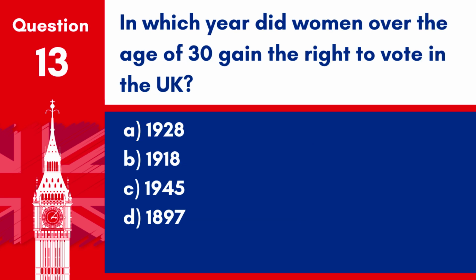Question 13. In which year did women over the age of 30 gain the right to vote in the UK? A. 1928. B. 1918. C. 1945. D. 1897. Answer: B. 1918. Women over the age of 30 gained the right to vote in the UK in 1918.